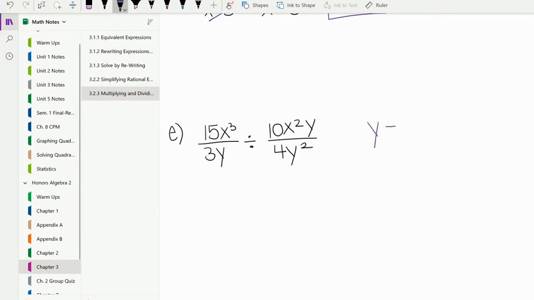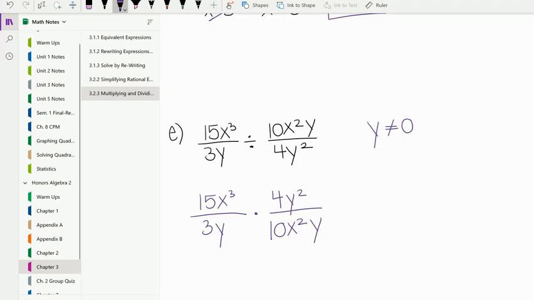So we are looking at what really any variable can't be. So in this case, y can't be 0. So you want to look at both denominators, so this part and this part. And in both cases, y can't be 0. The next step is to rewrite this as multiplying by the reciprocal. So we would have 15x cubed over 3y multiplied by 4y squared over 10x squared y.